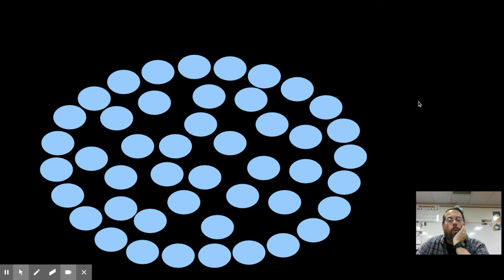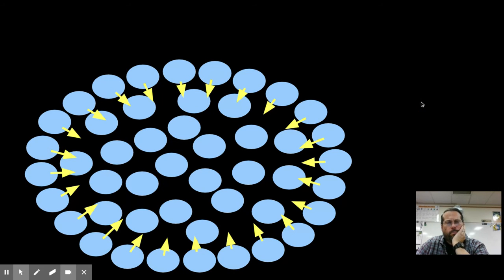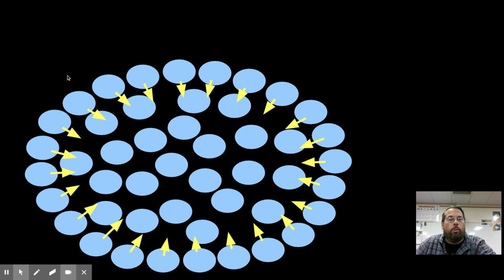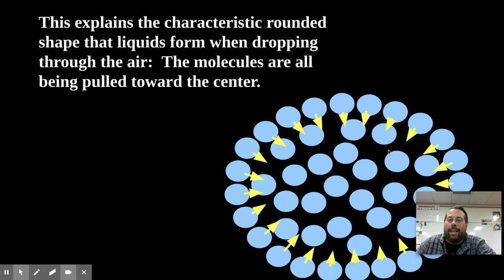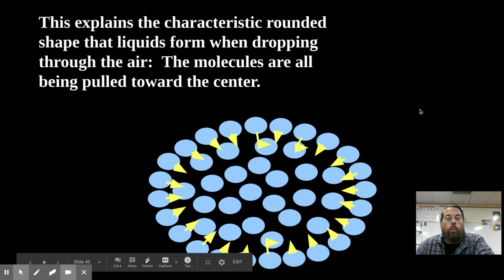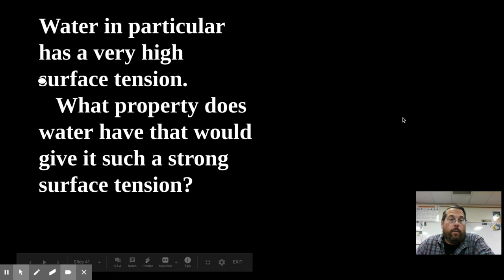This is also why water drops are round. If you think about it, all these water molecules are pulling on each other. All these molecules in the middle pull on each other equally. There's nothing pulling on the outside of these water molecules. Because there's nothing pulling on the outside, they're all drawn to the inside. This is why water droplets appear round, because all the intermolecular forces are pulling them to the inside, creating a perfect sphere. Okay, so that's how water drops are water drops.